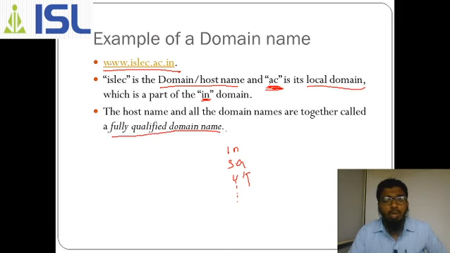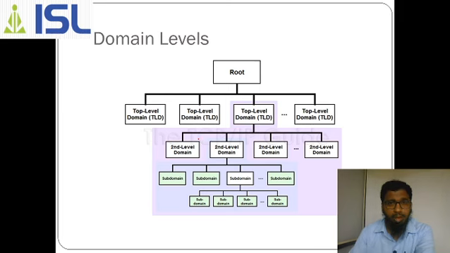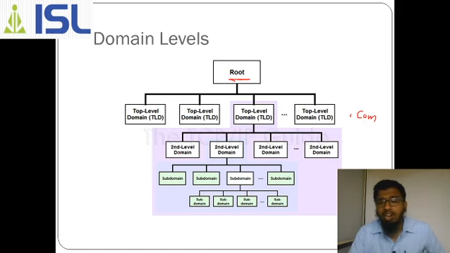Fully qualified domain, like www.islec.ac.in. This is a fully qualified name. Now I will show you the domain levels. First will be the root. In the root, we have a number of top level domains, and those domains are divided into different levels. A top level domain is nothing but like .com, the topmost level. Then the second level domain, then subdomain.